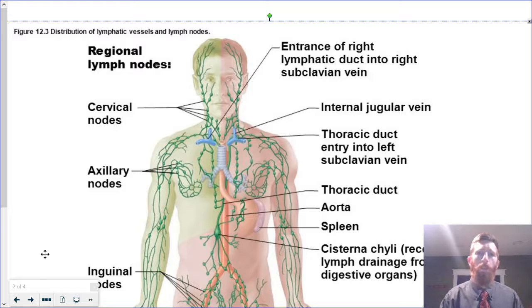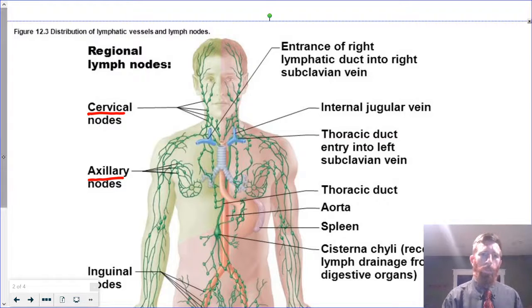So lymph nodes, where are lymph nodes in the body? You can see they're separated into different categories. We have our cervical nodes, so that's face and neck, right? If you've ever had them right here, around your neck, swollen, like when you have a bacterial or a viral infection or something like that, those are your lymph nodes that are swollen.